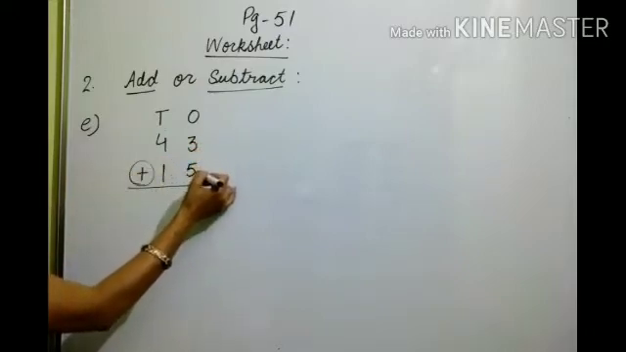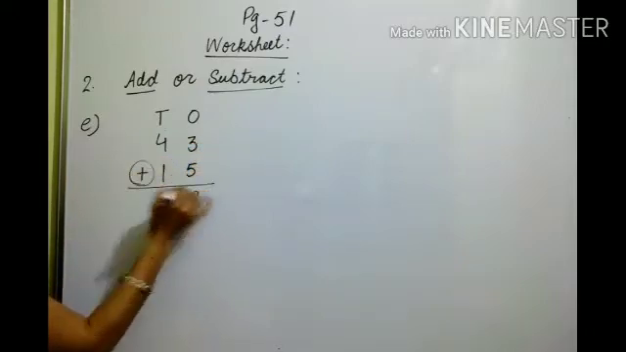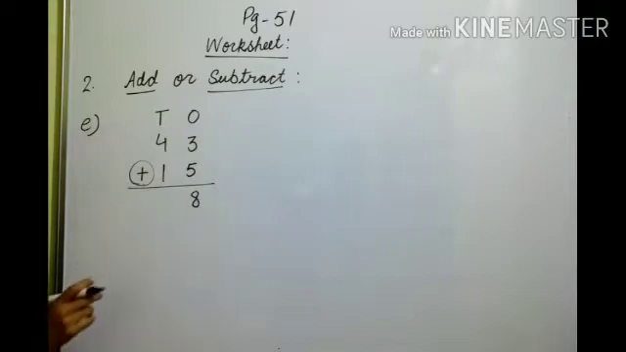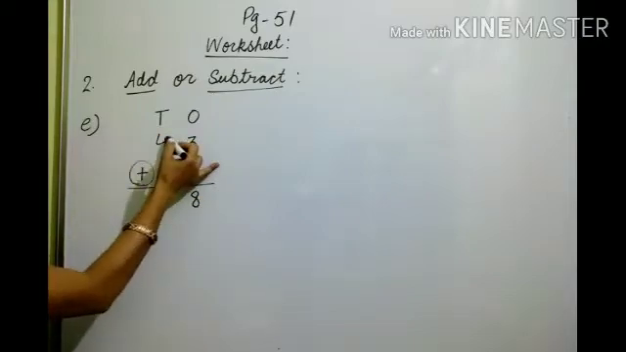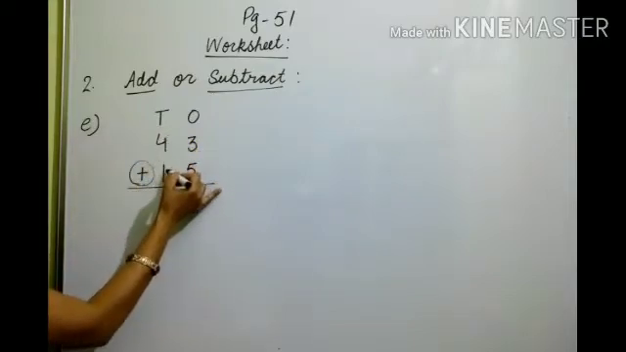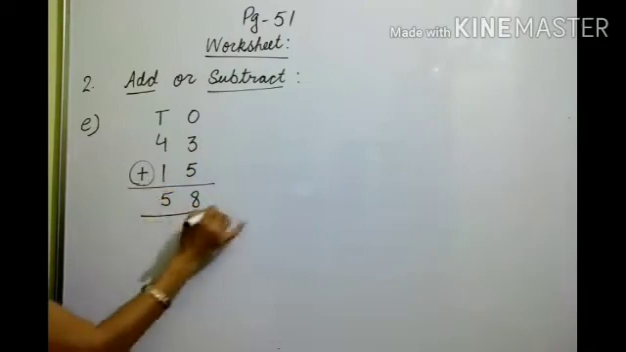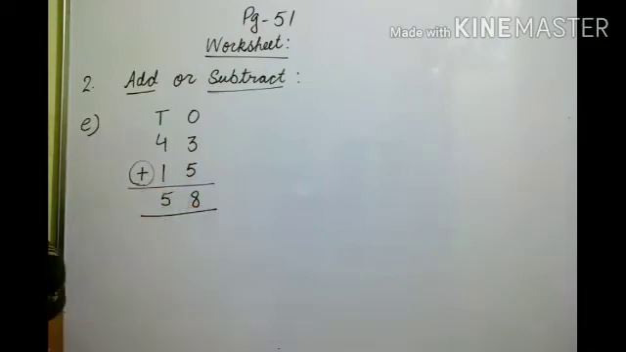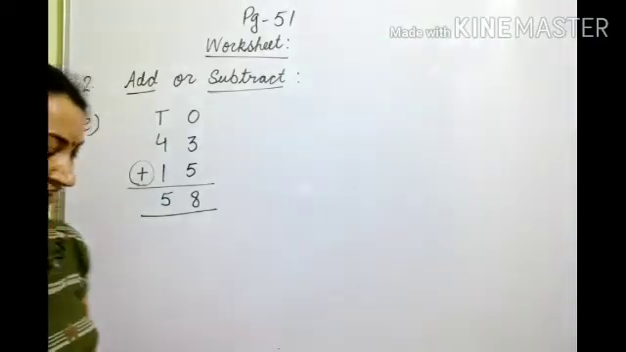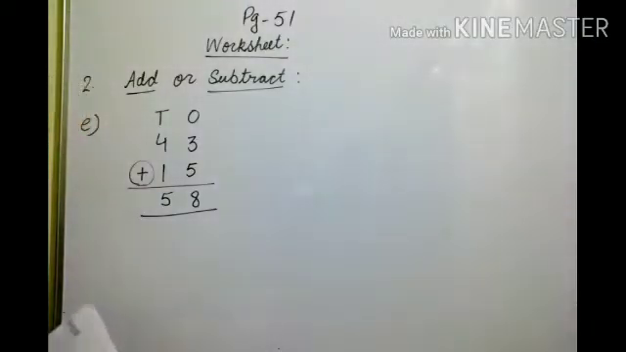Now 3 plus 5, 8. 8 we will write in the ones column. Now we will add tens. 4 plus 1, 5. So our answer is 58. Let's take the next question.